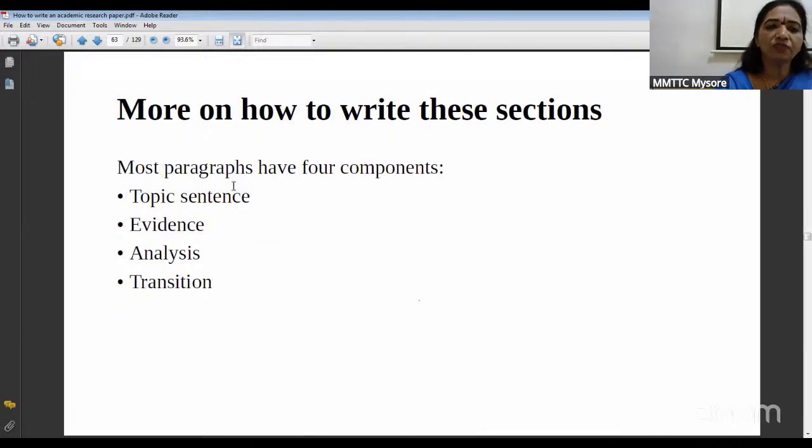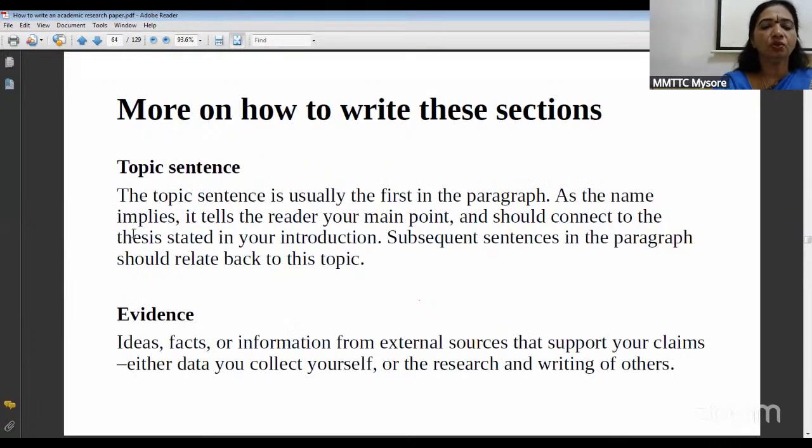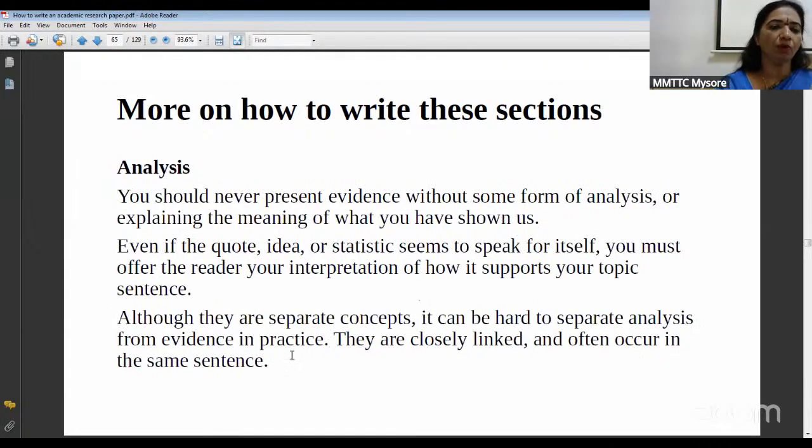Most paragraphs have four components: topic sentence, evidence, analysis, and transition. The topic sentence is usually the first in the paragraph. As the name implies, it tells the reader your main point and should connect to the thesis stated in your introduction, and subsequent sentences in the paragraph should relate back to this topic. Evidence means ideas, facts, or information from external sources that support your claims, either data you collect yourself or the research or writing of others. You may have some data, or you may be referring to some other work. That should be cited properly.